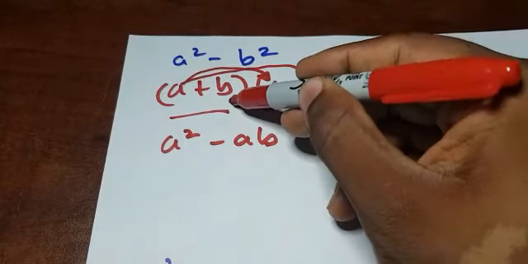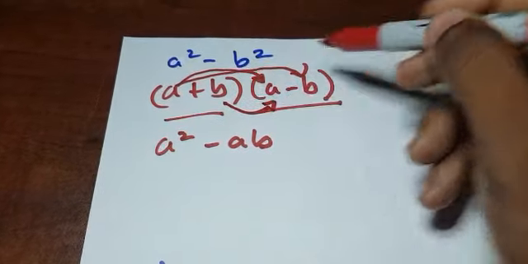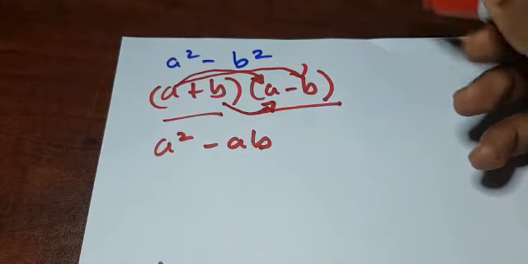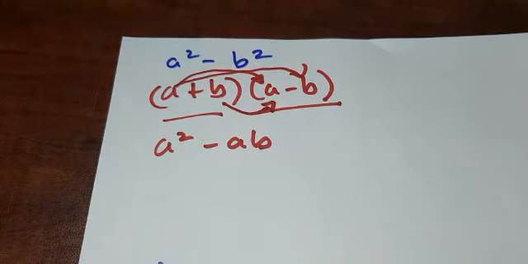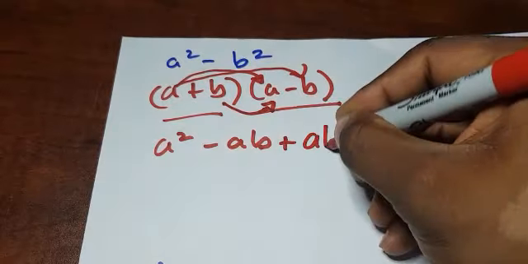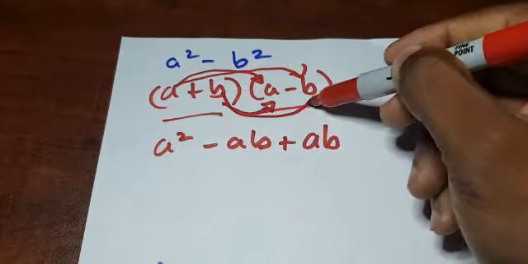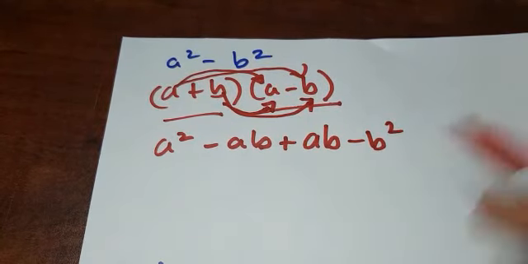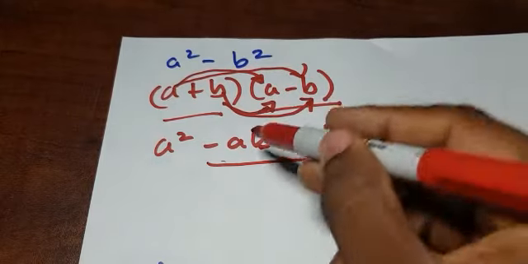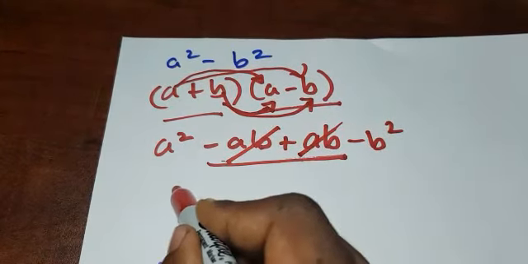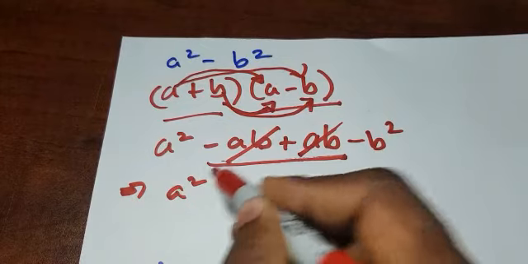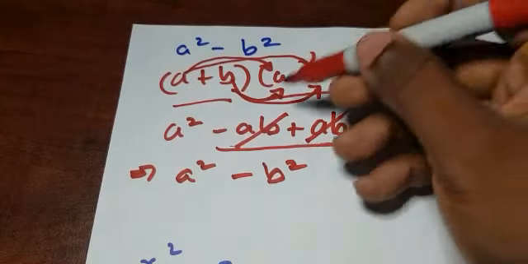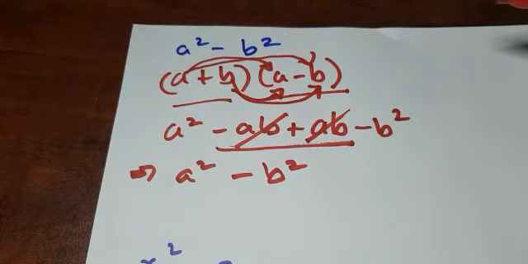So the next term would multiply, or would be the b. So this is b times a, which is the same thing as a times b. So we can just write ab, positive ab. And then b times minus b is minus b squared. Now the middle terms cancel, and we are now left with a squared minus b squared. So it indeed works, right?